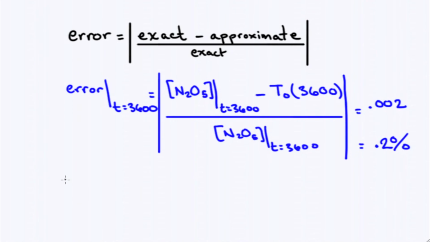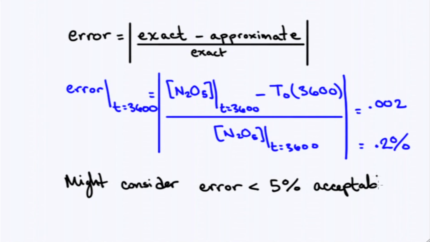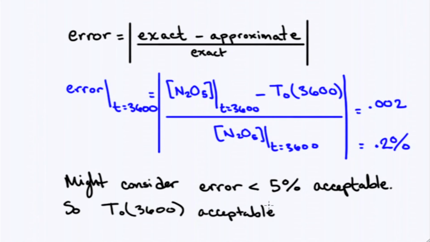This is really quite good. Generally speaking, we might consider an error of less than 5% to be acceptable. So our linear approximation was definitely within the acceptable range 1 hour later.